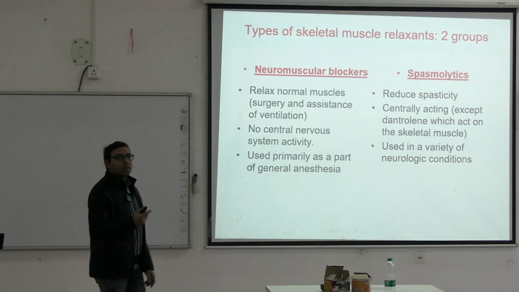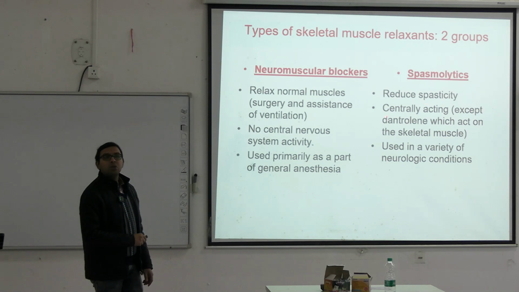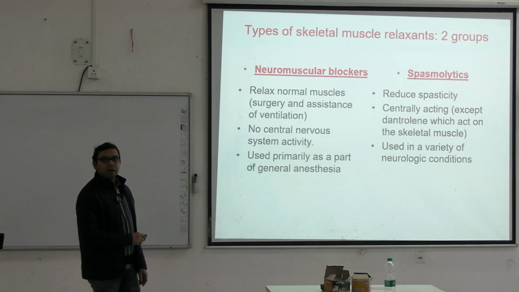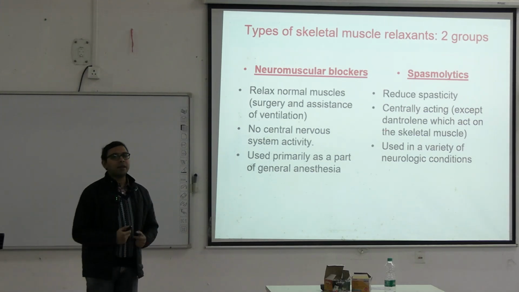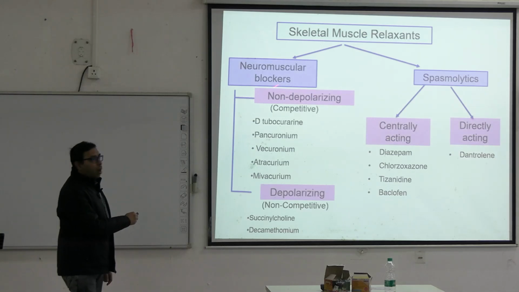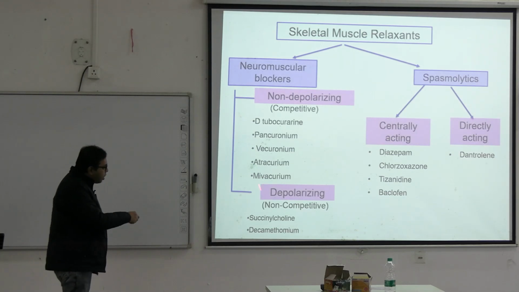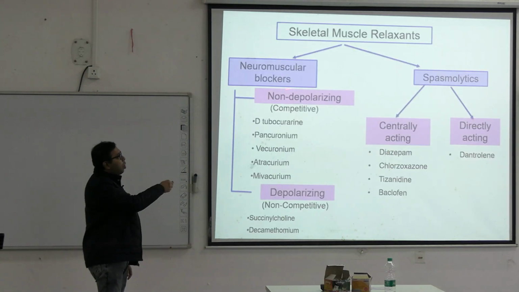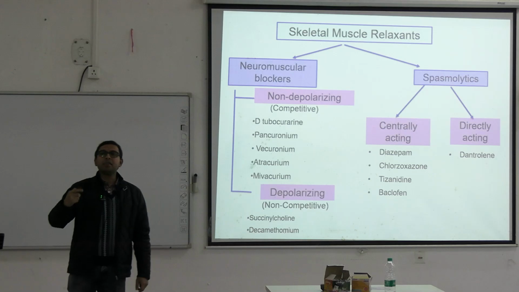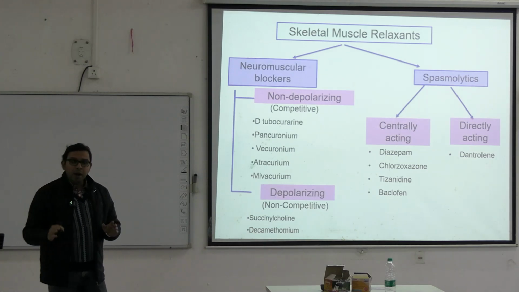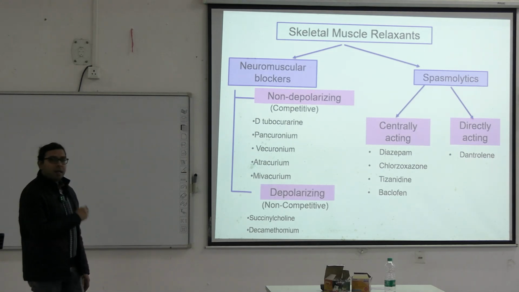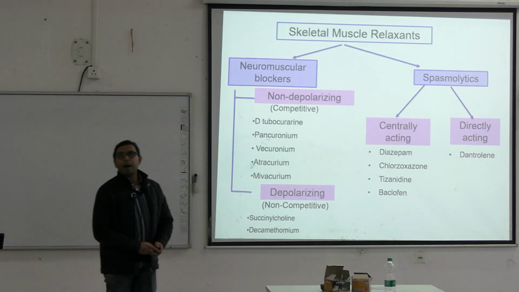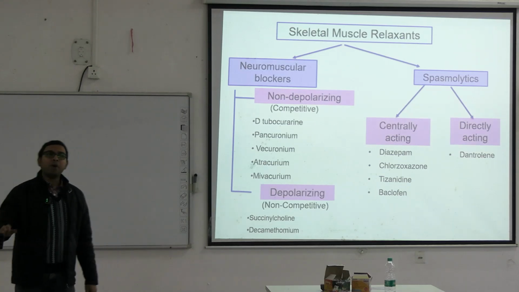While spasmolytic or centrally acting skeletal muscle relaxants reduce spasticity, they are centrally acting, with some exceptions like Dantrolene, which we will read about, and they are mainly used in a variety of neurologic spastic conditions. Neuromuscular blockers, as I have already discussed, are non-depolarizing and depolarizing. Mainly we are discussing the neuromuscular blockers or peripherally acting skeletal muscle relaxants. They are broadly divided into non-depolarizing or competitive, with these examples, and depolarizing or non-competitive, with these examples. Here the prototype is d-Tubocurarine. Perhaps you have read or heard about Curare.